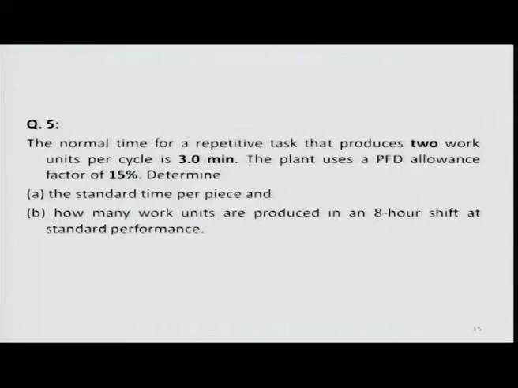Okay. Now, the fifth problem. The problem statement is as follows: the normal time for a repetitive task that produces 2 work units per cycle is 3 minutes. That means the normal time is 3 minutes for 2 work units, and the plant uses a PFD allowance factor of 15%. Okay. So determine the standard time per piece and how many work units are produced in an 8-hour shift at standard performance. Okay. So first, you know what PFD is?